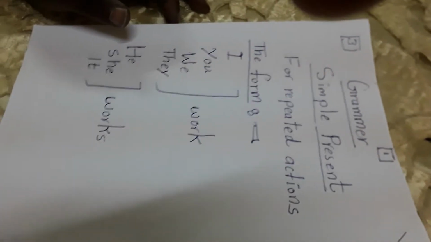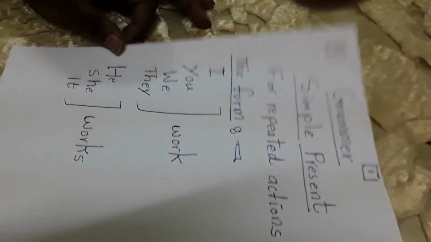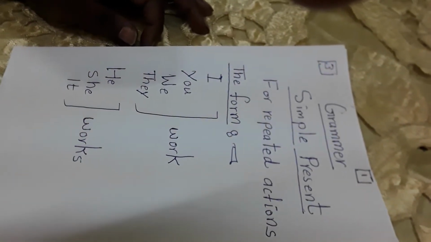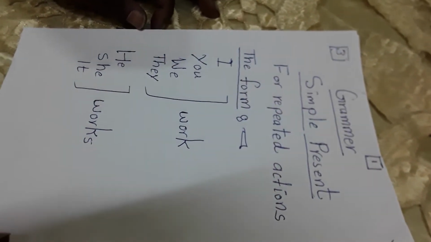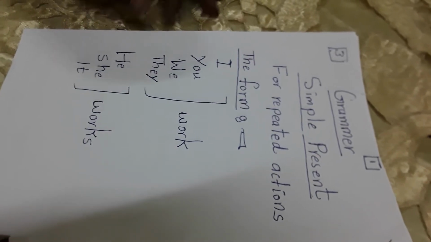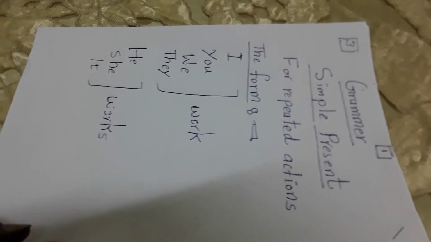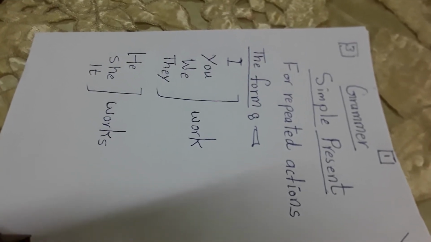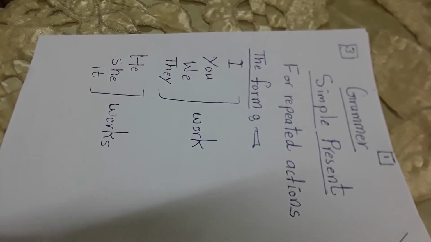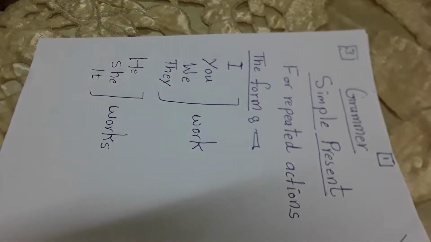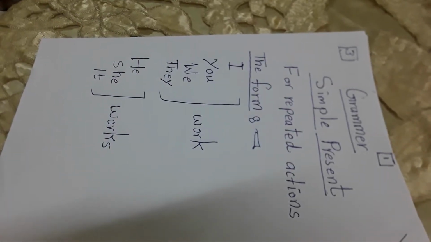Hello, grade 3. Our lesson today is a grammar about simple present, المضارع البسيط. This tense is used for repeated actions, للأفعال المتكررة. The form of this tense is like this.